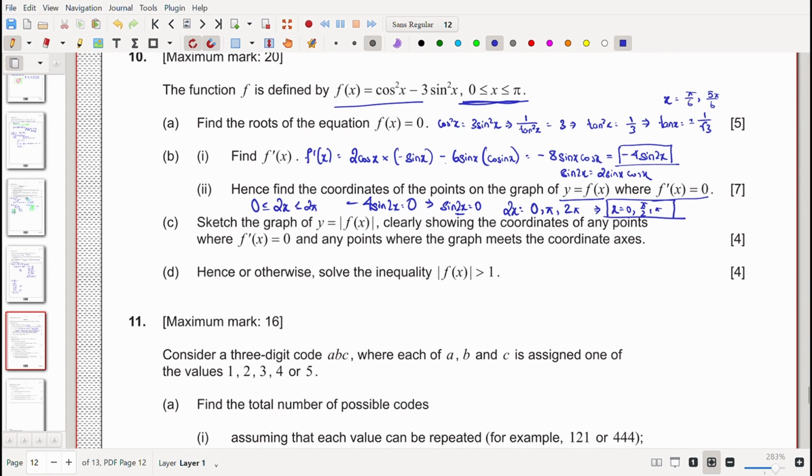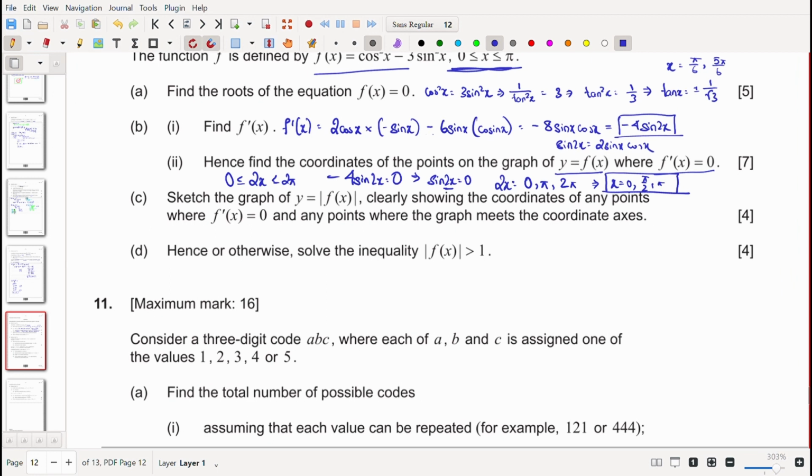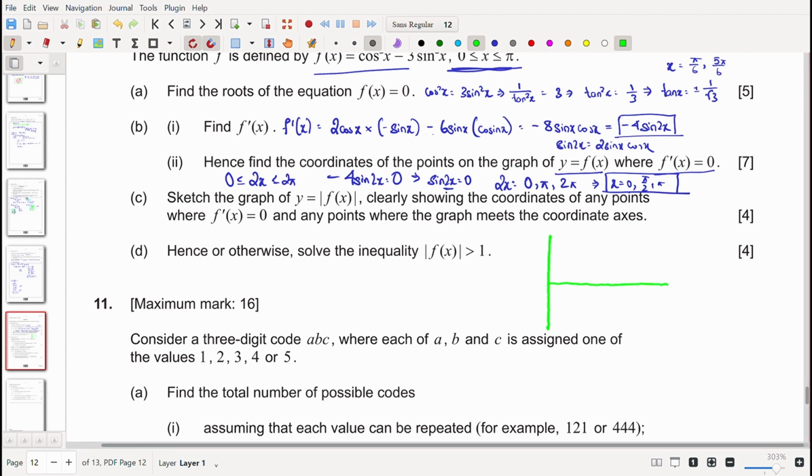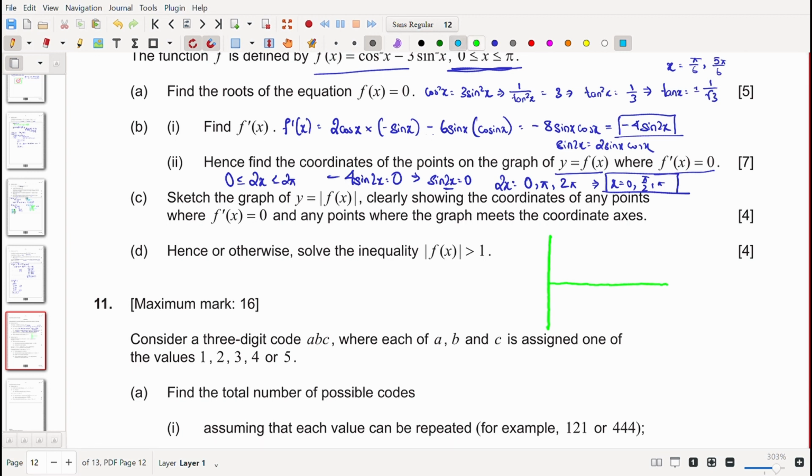And this is all simple answers, so hopefully it's easy enough. Moving on to part C, where we actually do need a tiny bit of space, but I think we can just fit that in here. So we are given the graph y equals mod f of x. So first of all, let's write out our points.